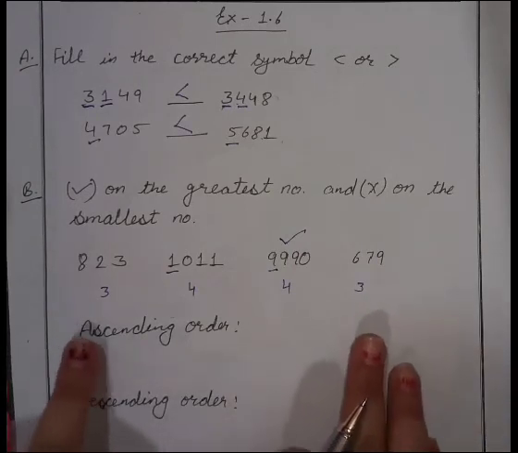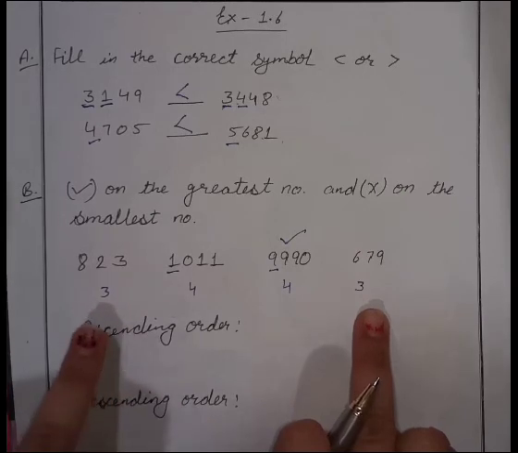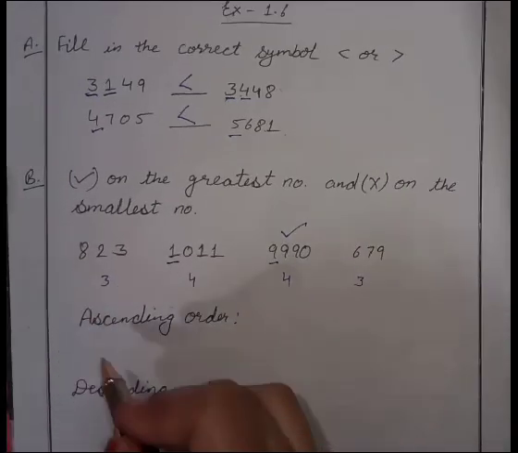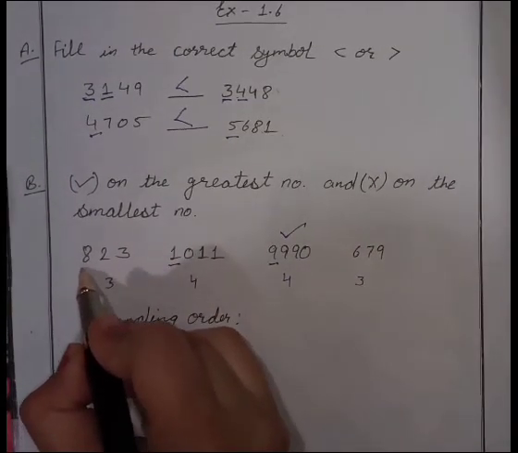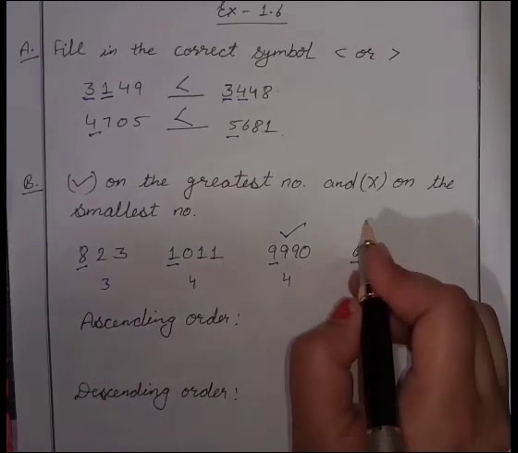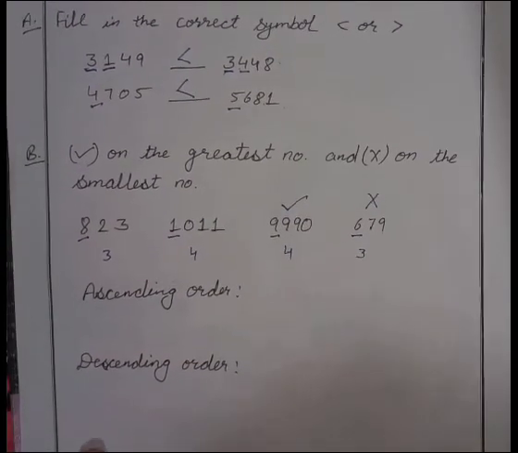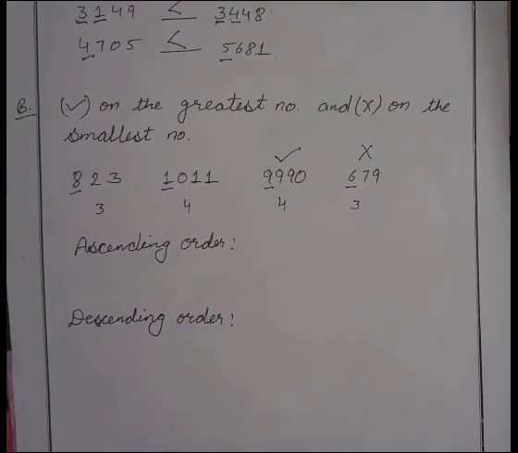Now out of the smallest, we will check the smallest number out of these two. Check the first digit of both. Here we have 8 and here 6. It means this one is smallest, so we will write cross over here. Clear? Our next questions are ascending and descending orders.